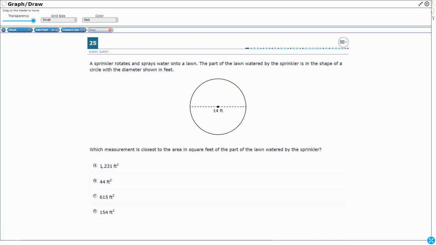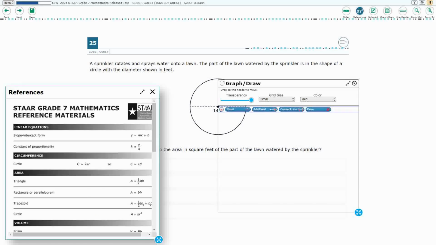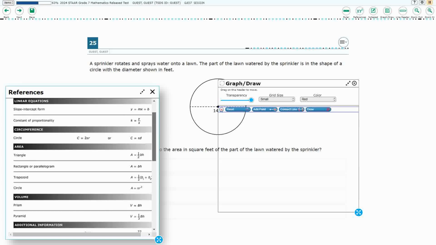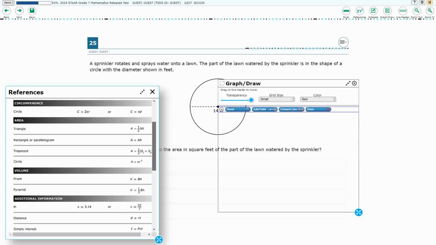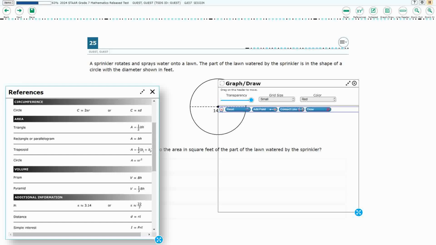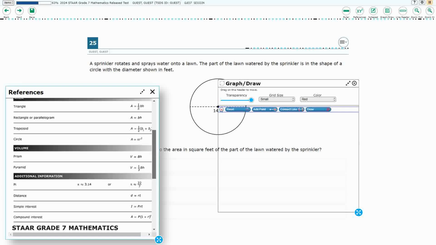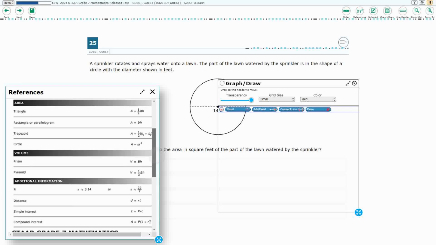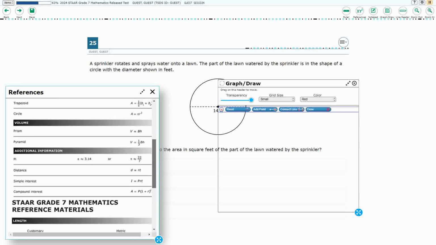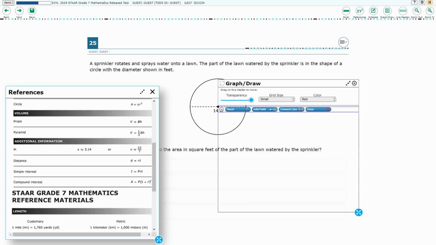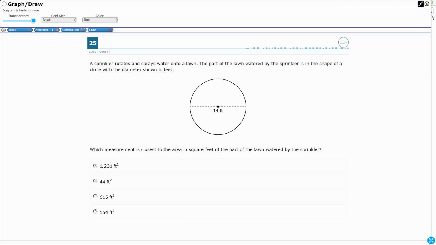So let's see what we have in regards to our measurement chart or reference materials. When we're looking at it, I've got circumference right there, 2 pi r, pi diameter, but it says specifically I need the area. So for the area, look at the very bottom. I'll put it at the top of the little window. Pi r squared. All right, so let's do that.